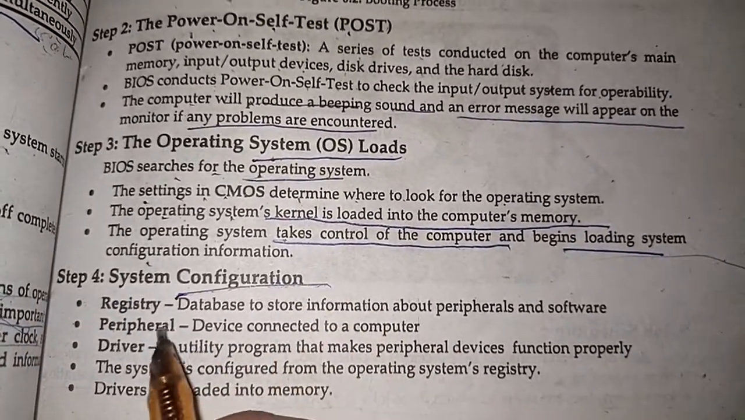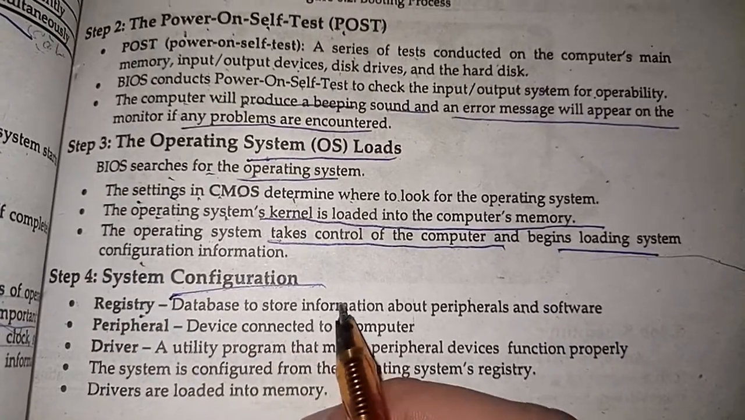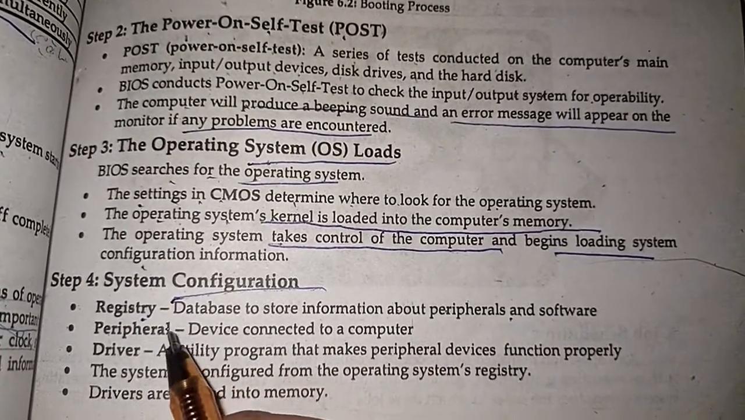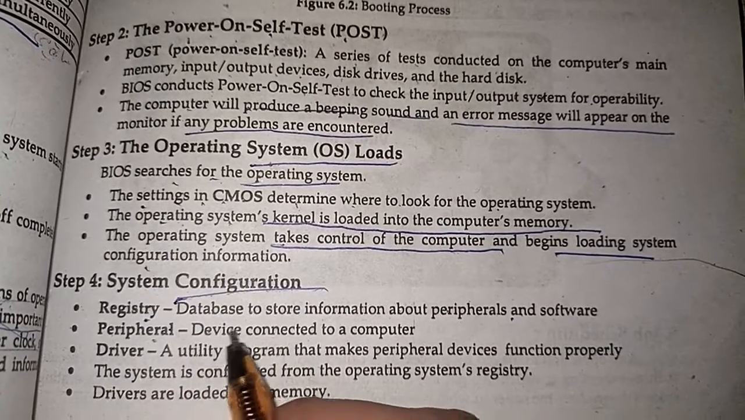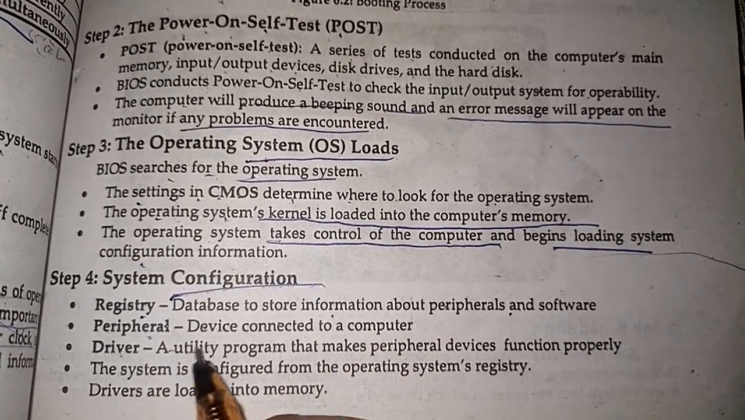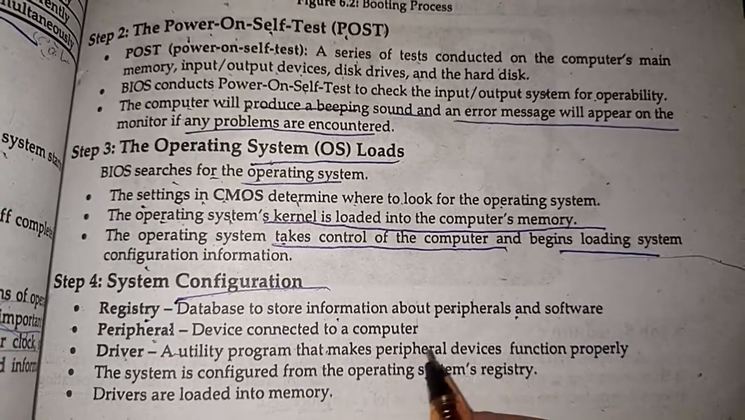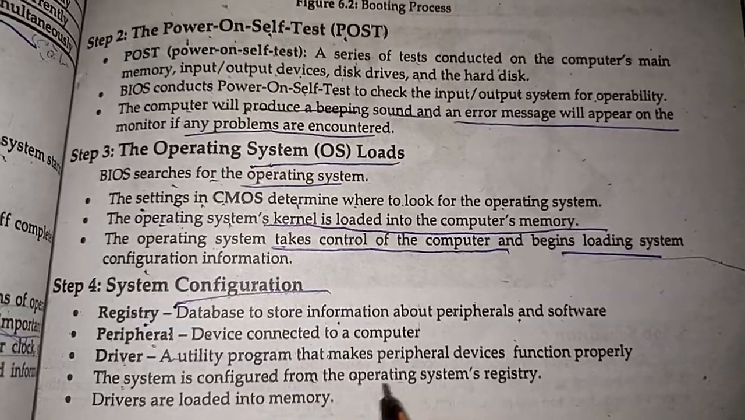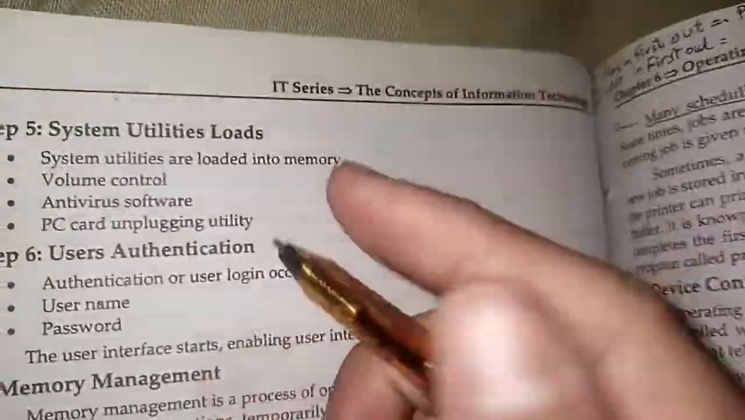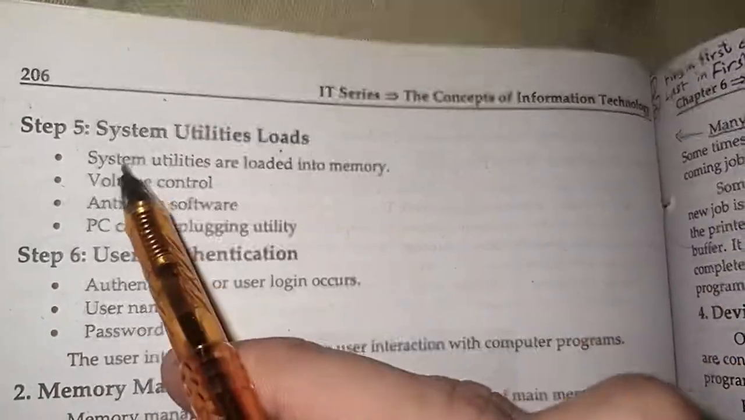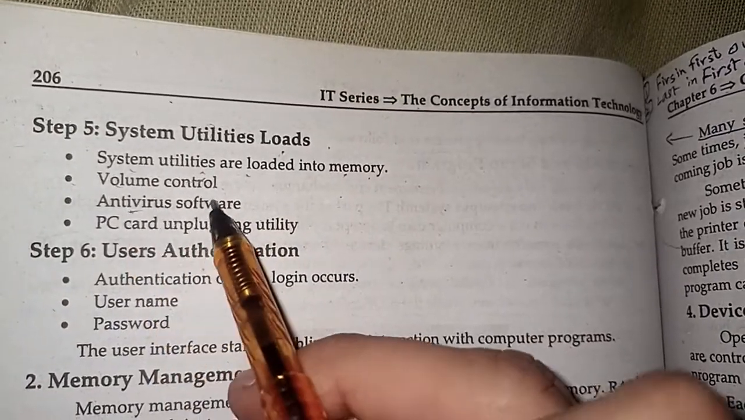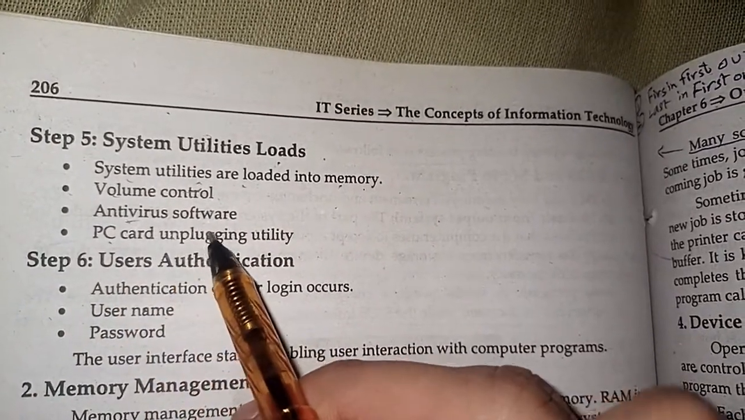Step 4: system configuration. Registry is a database to store information about peripheral and software, the peripheral devices connected to a computer. Driver is a utility program that makes peripheral devices function properly. The system is configured from the operating system registry. Drivers are loaded into memory. Step 5: system utility loads. System utilities are memory, volume control, antivirus software, PC, and unplugging utility.